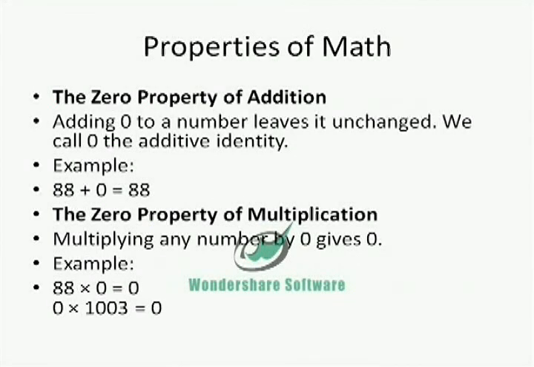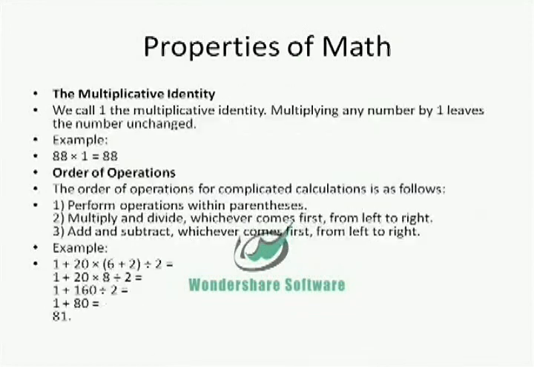The zero property of addition: basically, if you add 0 to a number, it doesn't change it. It's also referred to as the identity property of addition, because if I have, for example, 88 plus 0, the answer is going to be 88. So it doesn't change the identity of the problem. Now the zero property of multiplication does. In other words, if you multiply anything times 0, the answer is always going to be 0.